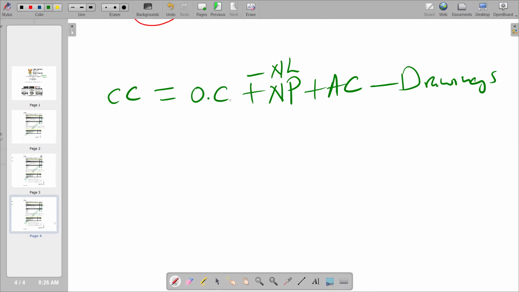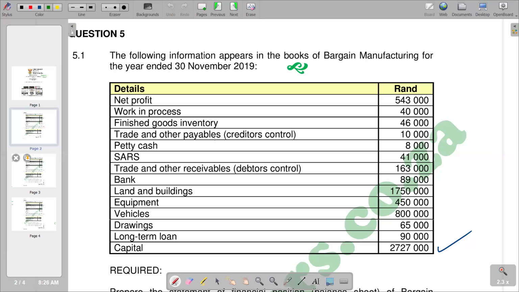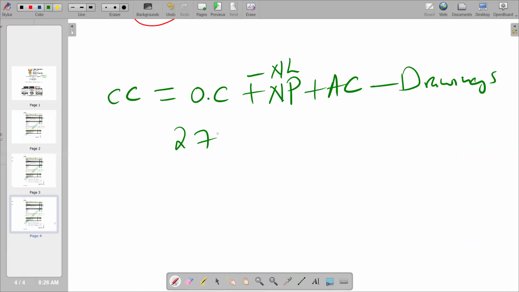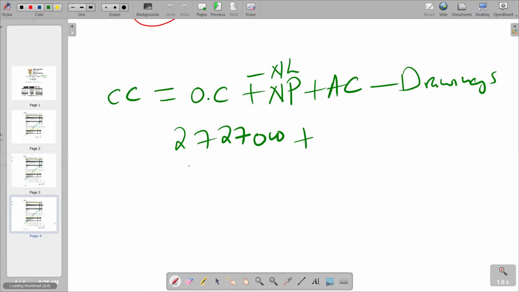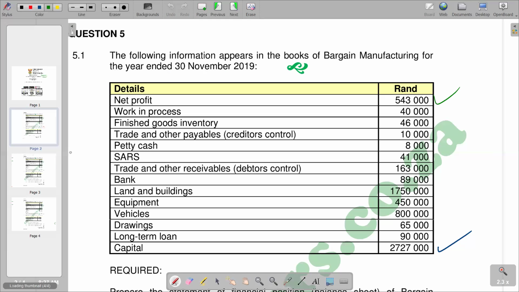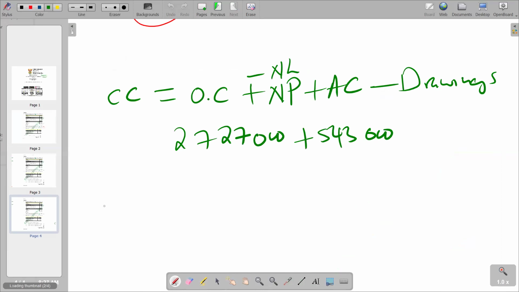So according to our question, we see we have got opening capital as 2,727,000. So we're going to say 2,727,000. We are given a net profit of 543,000. So we add 543,000. And then additional capital, according to our question, we do not have additional capital, but we have drawings of 65,000. So we are supposed to subtract our drawings, 65,000. Then we get the figure that is supposed to be in the balance sheet.